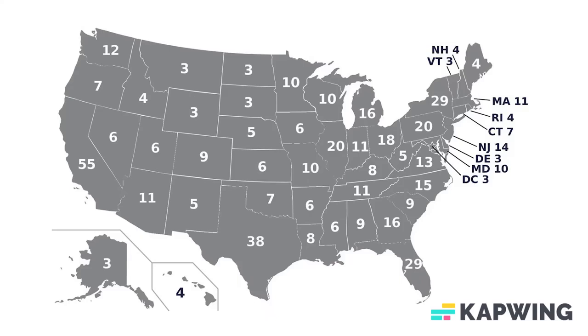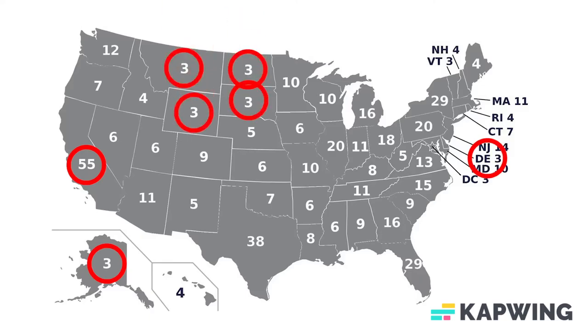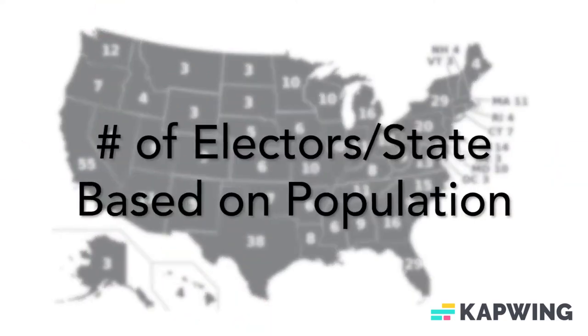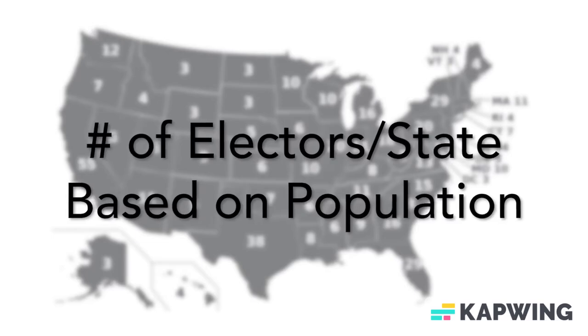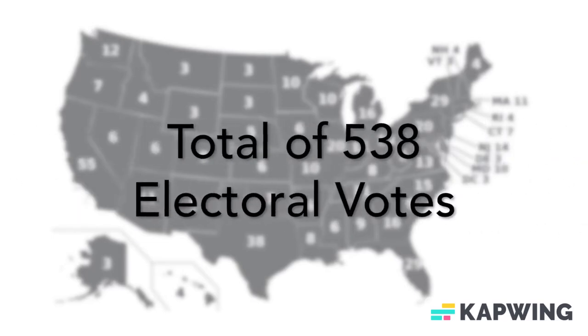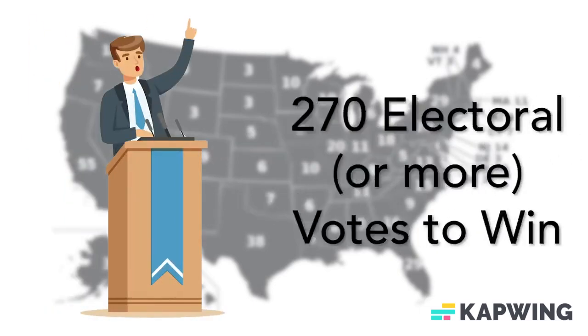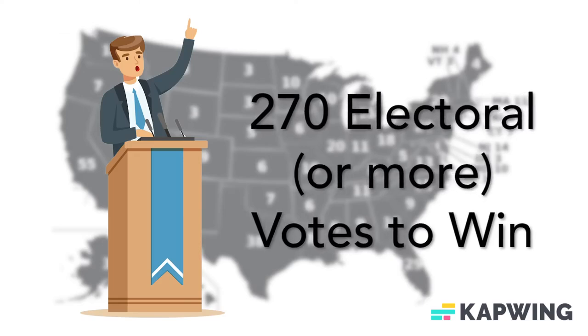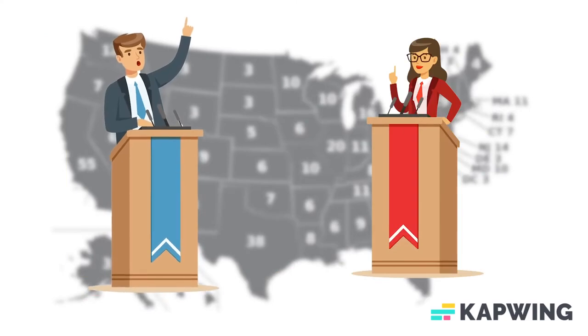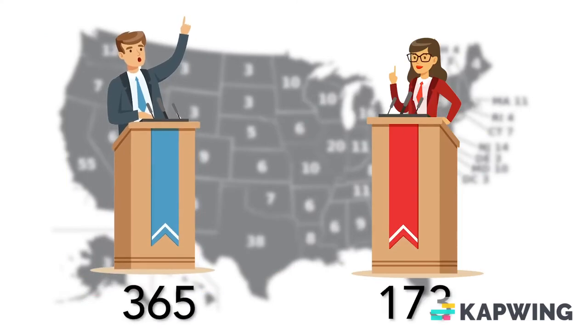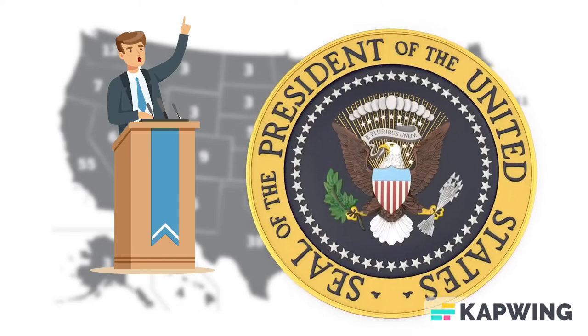Each state has a certain number of electors. California has the most, with 55, while Alaska, Delaware, Montana, North and South Dakota, and Wyoming have the least, with 3. The number of electors is based on the population of that state. There are a total of 538 electoral votes, so a candidate would need to win 270, or a majority of that total, to become president. So, if a person running for president wins enough states to get to 270 electoral votes, they become president.